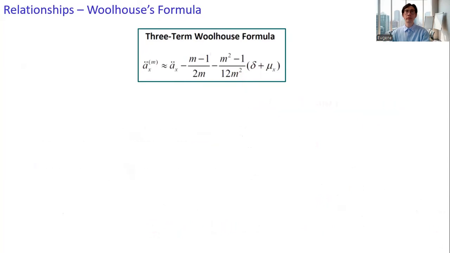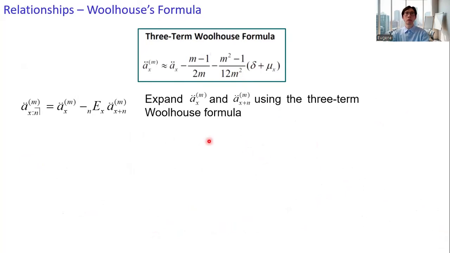All right, we are done with the whole life annuity due. How about the n-year temporary annuity due? We simply use the Woolhouse formula to do the approximation for a double dot x and a double dot x plus n for the nth case.